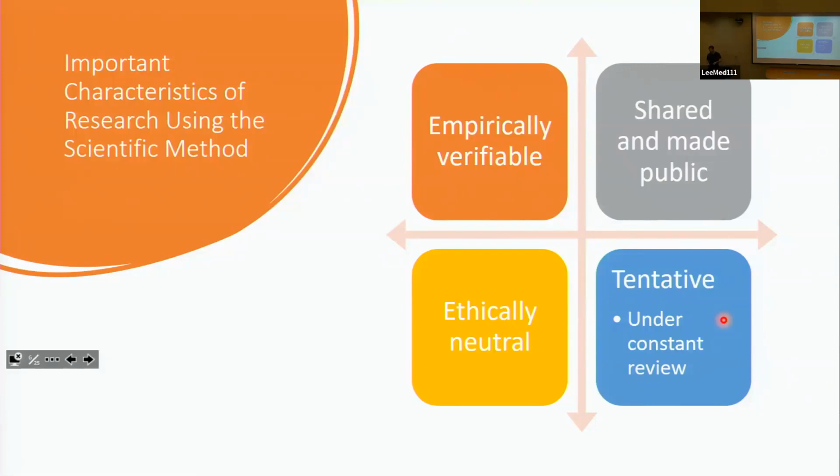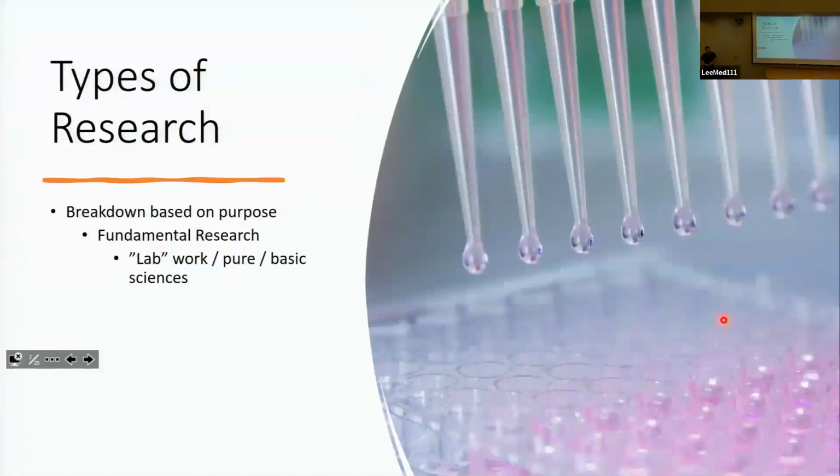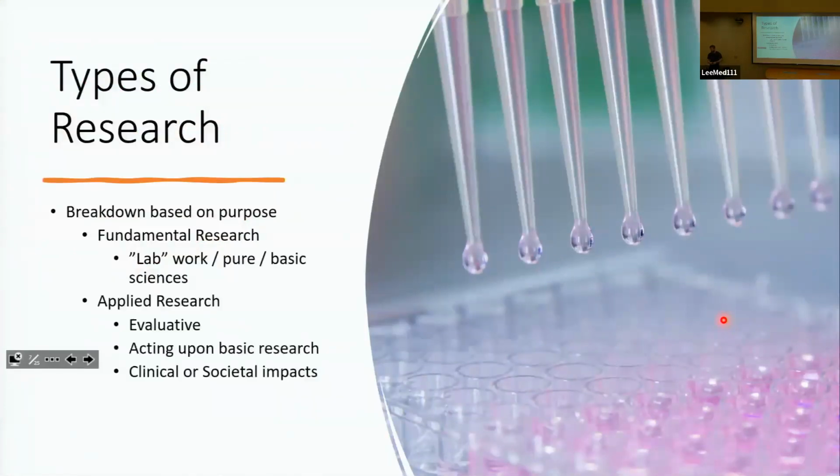What does that support? So next I'm going to talk about the types of research that are available, and one common way to break down types of research is based on its purpose. And this can lead you to breaking down, firstly, fundamental research or lab work, pure research, basic sciences. There's a lot of terms for it, that's the first category. And then the second is applied research.